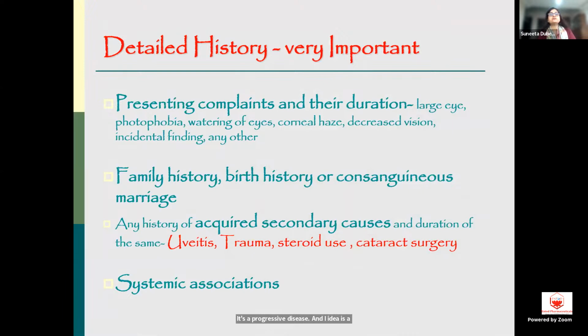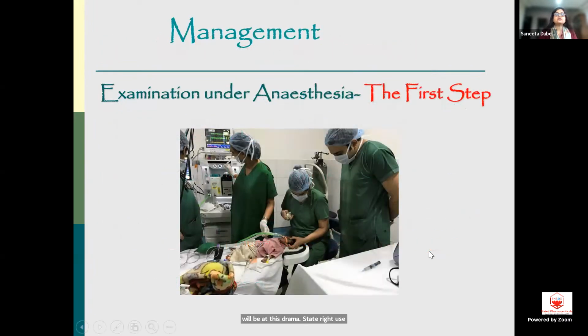So it's very important to take a detailed history: birth history, and the history of consanguinity should be asked. Then, if you do not think of any developmental cause, you should also ask about acquired causes like uveitis, trauma, steroid use, or cataract surgery. And then also systemic associations, as we discussed.